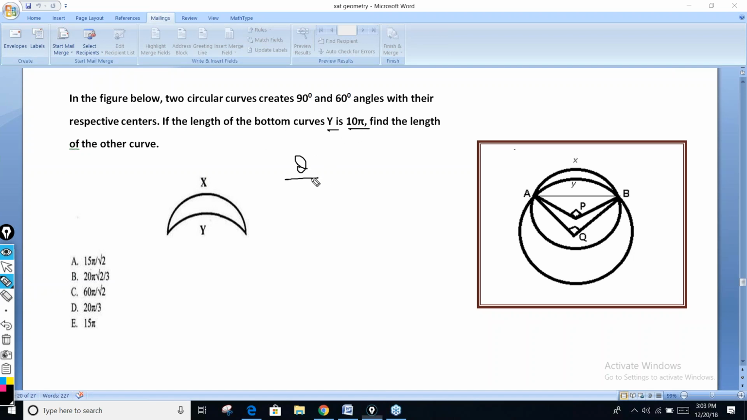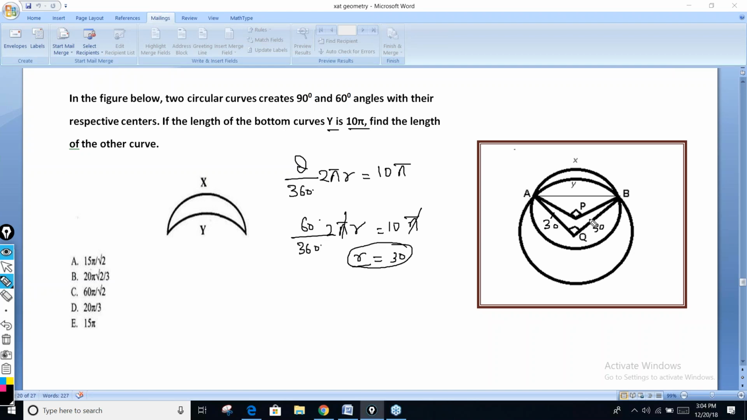The length of a curve is theta by 360 into 2 pi r. That length is given as 10 pi and the angle is given as 60 degrees. So 60 upon 360 into 2 pi r is 10 pi. Pi will be cancelled. That is 1/6, that is r upon 3, that is 10. So R comes out to be 30. The radius of this bigger curve is 30. BQ and AQ are 30.